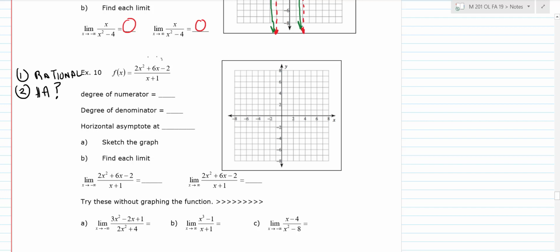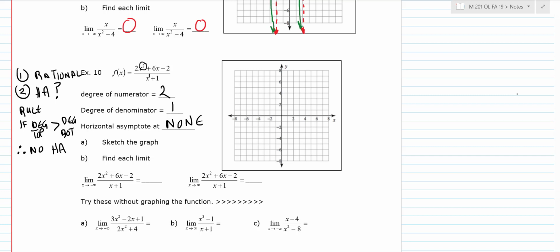So what you want to do is look at the degree of the numerator. The degree of the numerator is the highest power of x, so that's 2. The degree of the denominator is the highest power of x, so that's 1. The rule goes like this: if the degree of the top is larger than the degree of the bottom, therefore we have no horizontal asymptote. So we don't have any. What that tells us is the graph's not going to level off. It's going to do something entirely different.